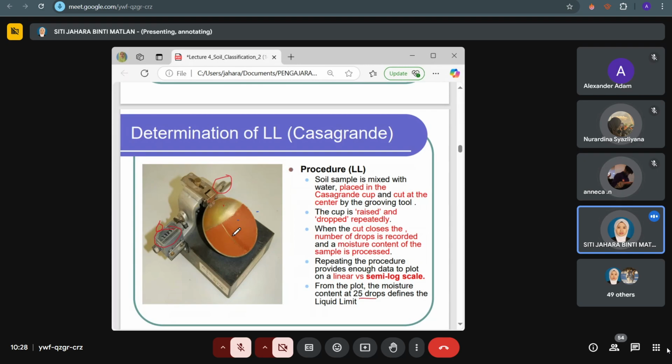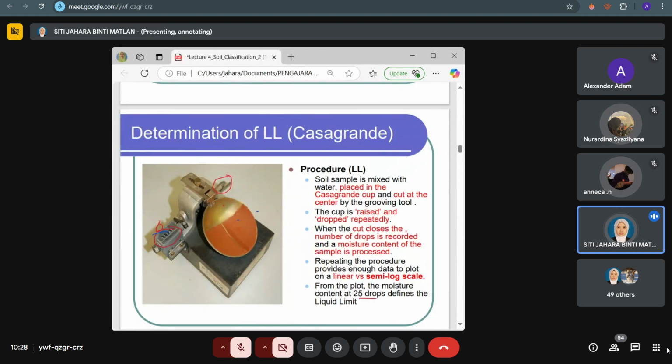and then the crank is turned, which causes the cup to rise and drop repeatedly. Inilah kita pusingkan alat ni, yang mana it will cause the cup to rise and drop repeatedly from a standard height, kan? And then we count the number of blows it takes for the groove to close over a distance of 12 mm. Inilah sehingga dia menutupi alur yang berada di tengah ni. So the number of blows is taken from this value here. So the moisture content at which this occurs is recorded.